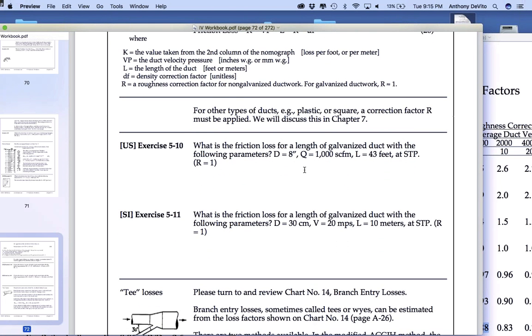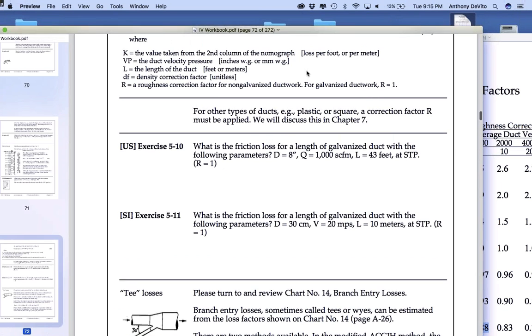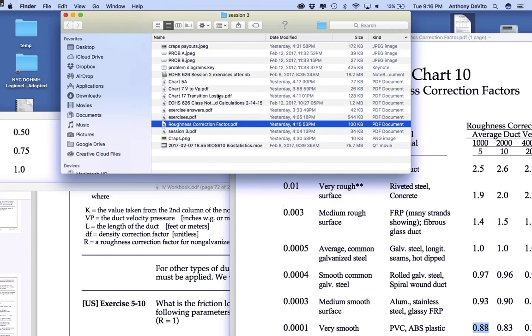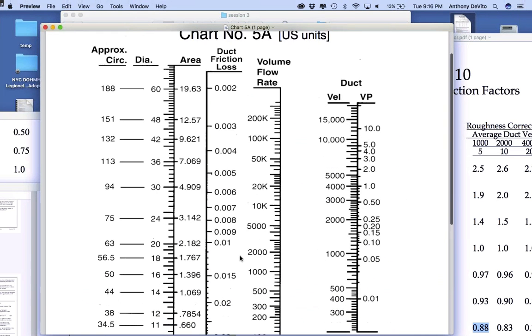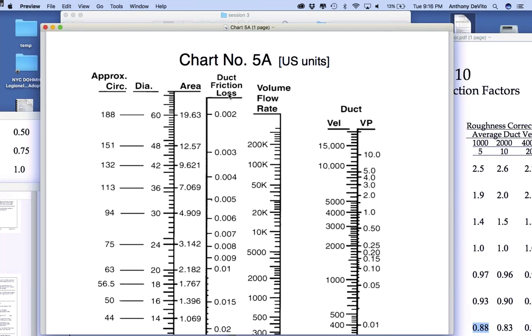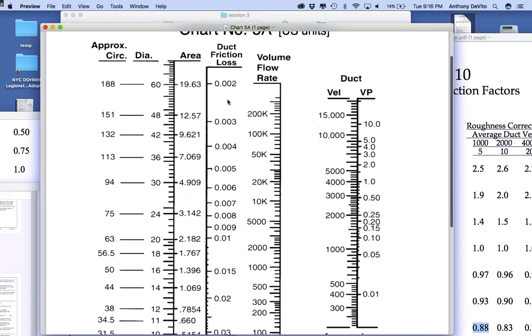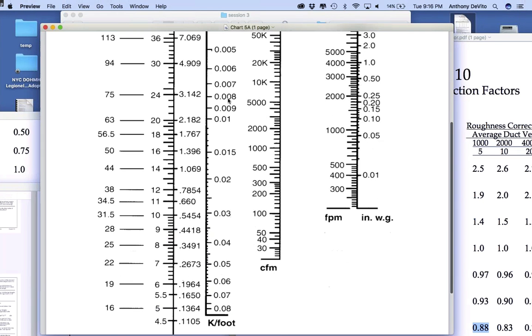Let's see if I can find that here. I am going to go back to chart 5A. The K factor for straight duct, the friction losses, is in this little section here. Now, I'm going to be slick: the diameter of this duct is 8 inches, and the flow rate through the duct is 1,000. I'm looking up at you guys because I can't do both, it's a little tough with the screen.